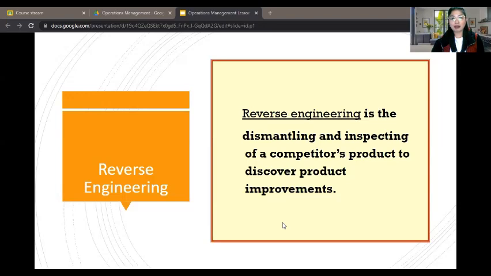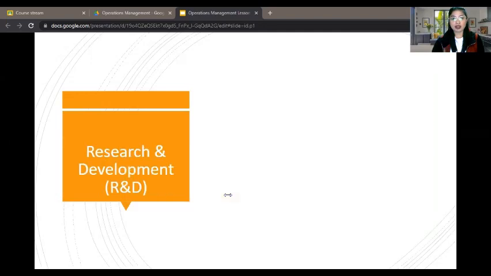Beyond that, some companies purchase a competitor's product and then carefully dismantle and inspect it, searching for ways to improve their own product. And this is called reverse engineering. When we say reverse engineering, this is the process of dismantling and inspecting a competitor's product to discover product improvements.